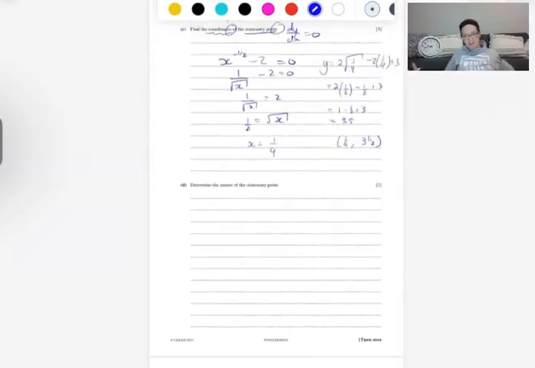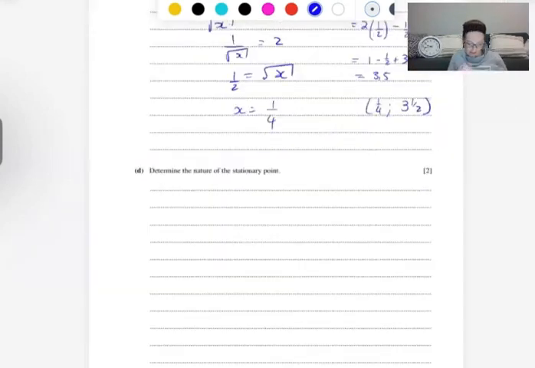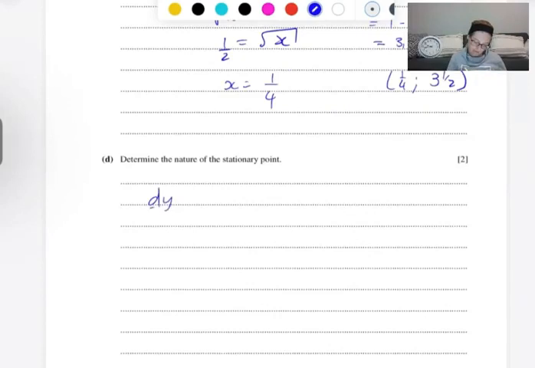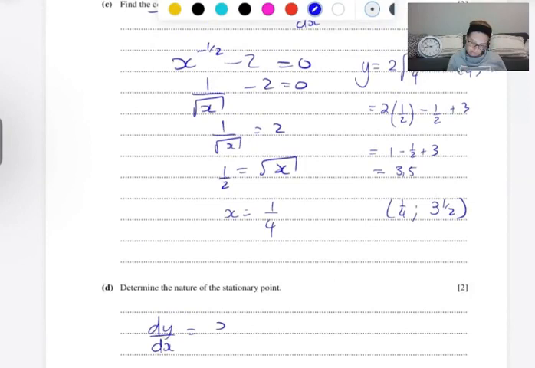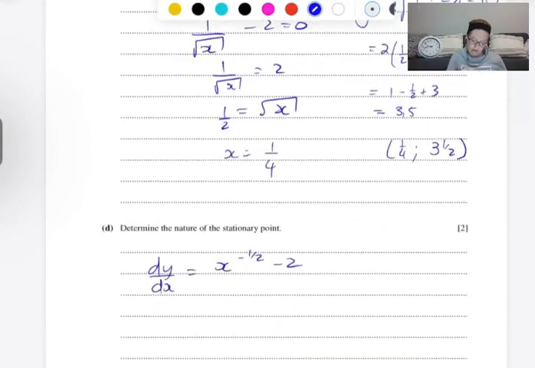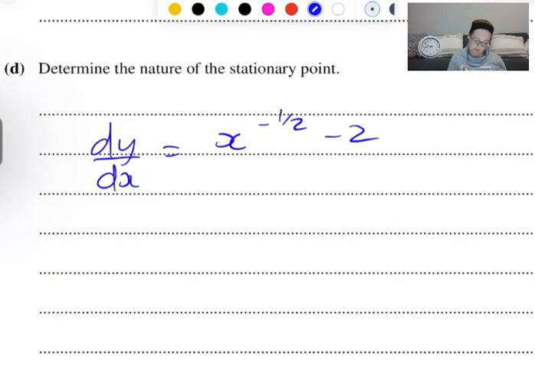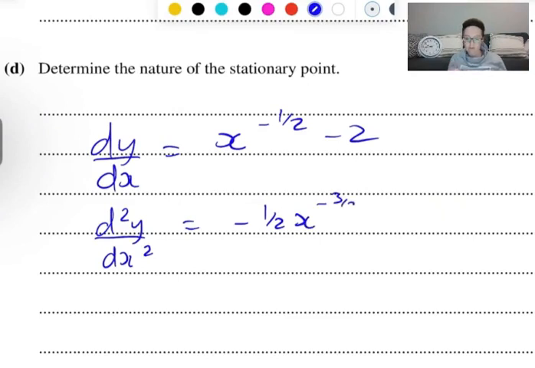Okay, determine the nature of the stationary point. Okay, so we need the second derivative. You've got to know your theory, by the way. If you don't know your theory, you're going to really struggle. So find the second derivative, then we test the point. So minus a half x, minus a half minus the 1, it's going to be minus 1.5. And then my 2 falls away.